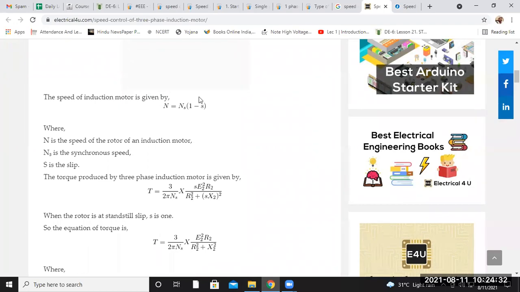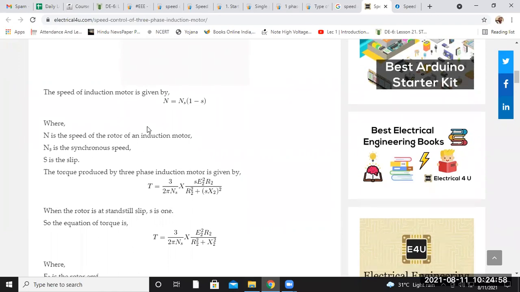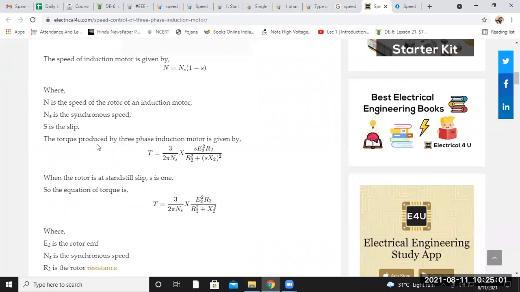Or you can say slip equal to (ns minus nr) divided by ns. If you solve this equation, you will get (ns minus nr) divided by ns, that will give you the value of slip. But for the rotor speed, you will get this equation: n equal to ns within the bracket (1 minus s). S has the range 0 to 1. Where n is the speed of the rotor of the induction motor, ns is the synchronous speed, and s is the slip. Here we are dealing with the second formula that we have discussed in the torque slip characteristic.